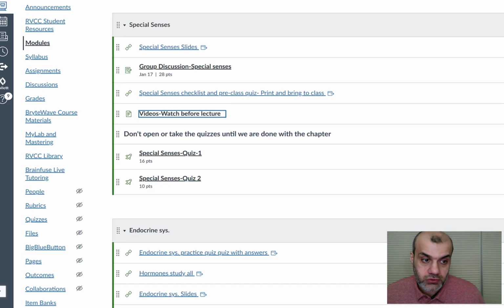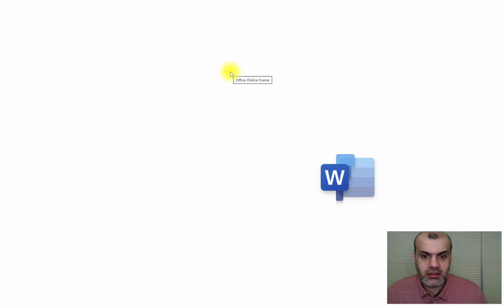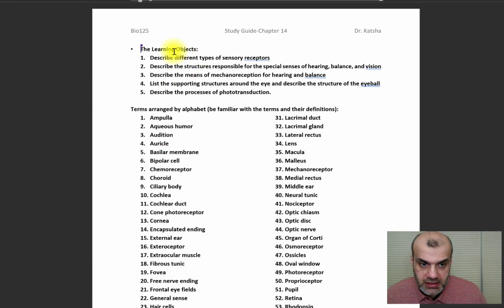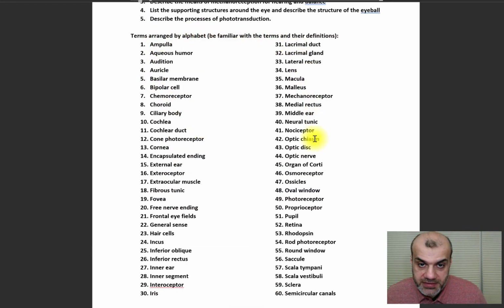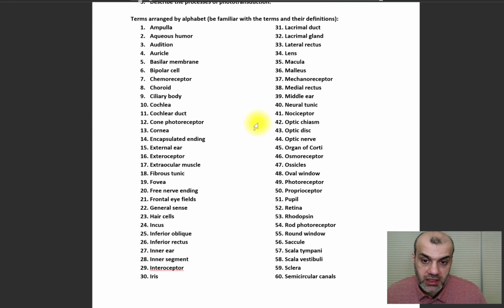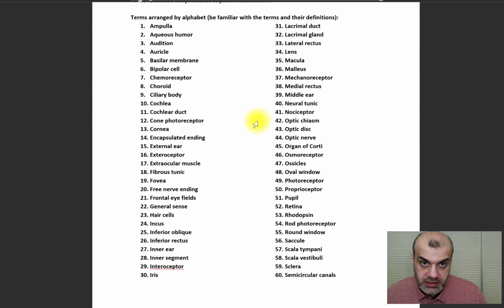The other thing I would like you to do is this: the checklist and the pre-class quiz. This is a document that contains two or three things. It contains the learning objectives, then it contains terms that you need to be familiar with. Having yourself familiar with those terms by the end of the chapter will set you up for a good grade in the exam. Okay? Be familiar with each one of those terms.